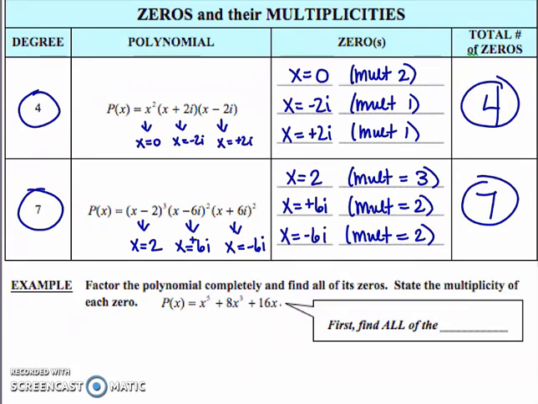In the next example, we want to factor the polynomial completely and find all of its zeros. And then after that, we're going to state the multiplicity of each 0. Okay? And we're going to do this by first finding all of the factors of the polynomial. And I don't think I have enough room on this page to complete this problem, so I'm going to go ahead and extend to the next page.